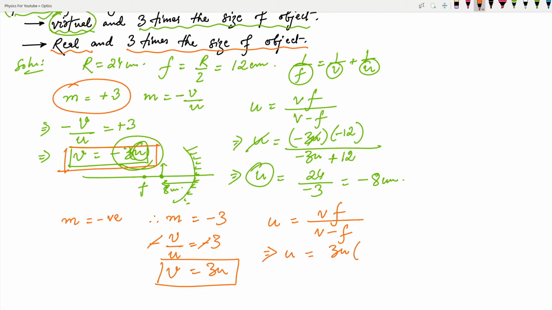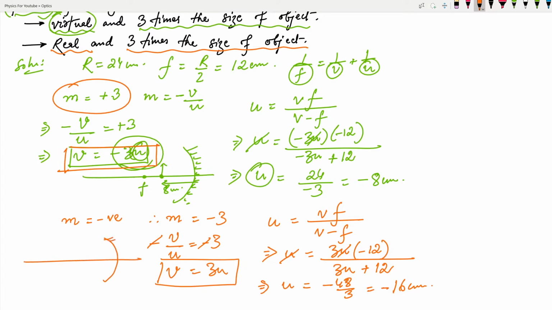f remains constant, that is minus 12, and v is again 3u, and this minus minus will become plus 12. Now if we solve this, then u got cancelled, and it will be turning out to be u is equal to minus 48 by 3, and it will be minus 16 centimeter.